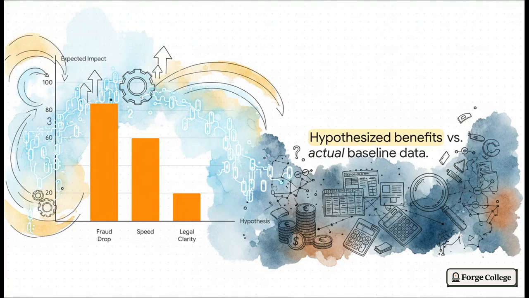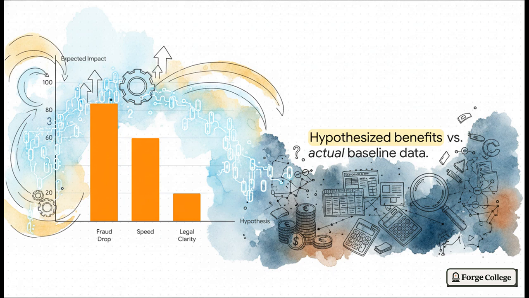Now notice how our bright, lofty expectations can really contrast with reality. We can easily hypothesize massive drops in fraud and super fast transfer times, as you can see sketched out here. But we need concrete baseline data to actually prove it. What does a 20% reduction in fraud actually look like in real local currency cost savings?